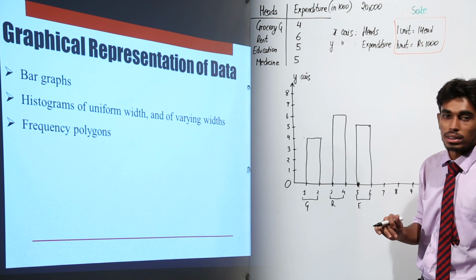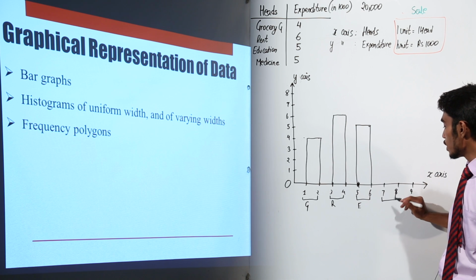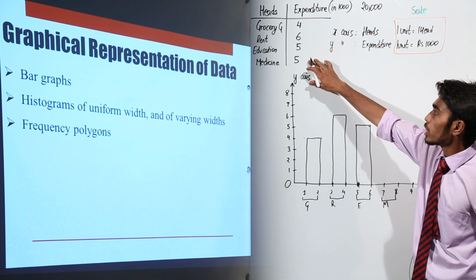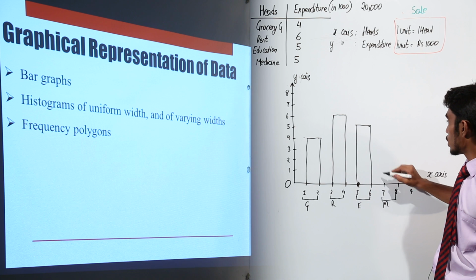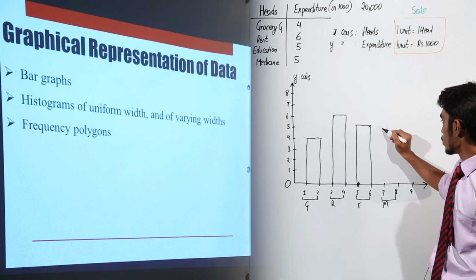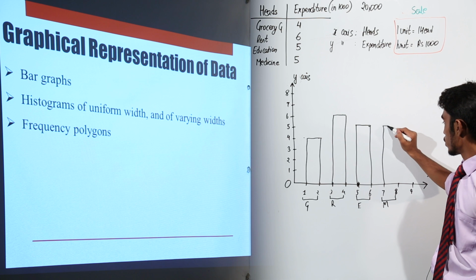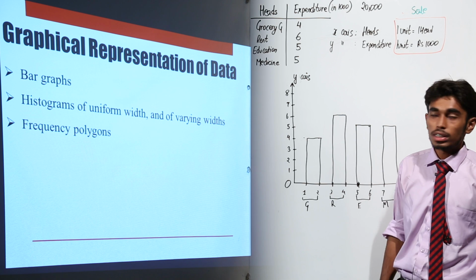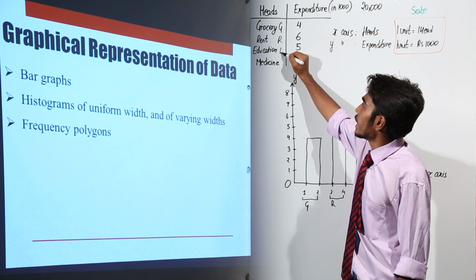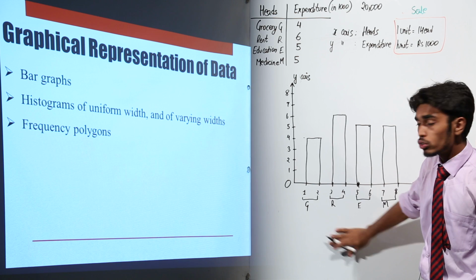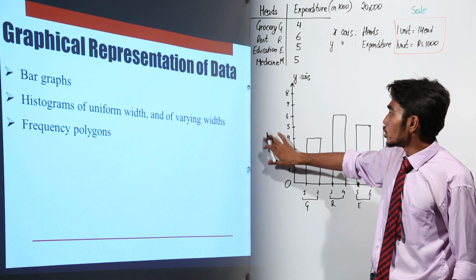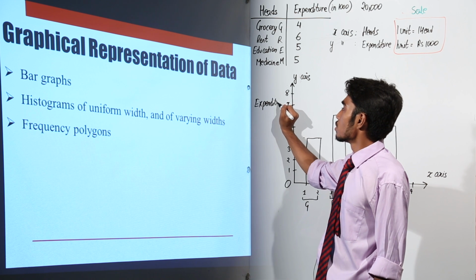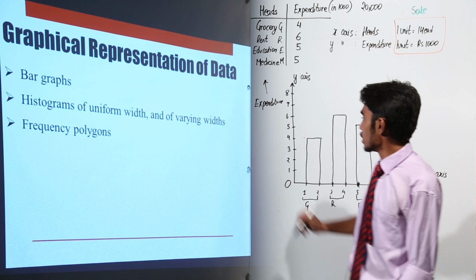The next one is medicine, right? So medicine I'll be representing in this division, that is from 7 to 8, represented by M, right? So on medicine we are spending 5,000 rupees. So 5,000 again will correspond to this, right? So we have drawn different rectangles that are representing different heads. We have heads on the x-axis and we have the expenditure on the y-axis. Always mention what you have on the y-axis, that is expenditure, right, and the heads on the x-axis.